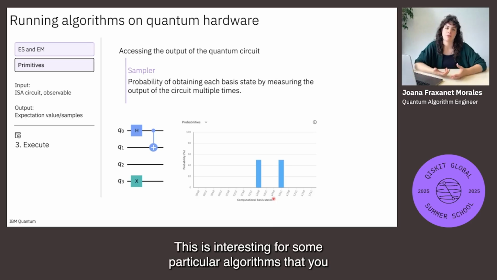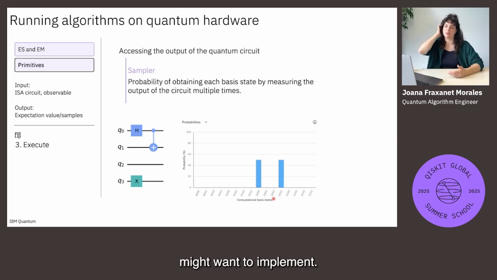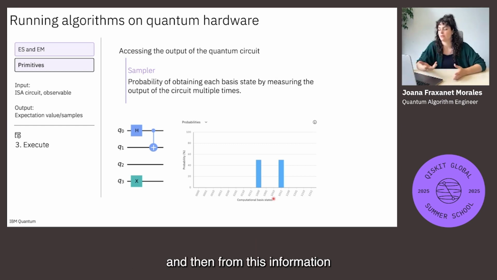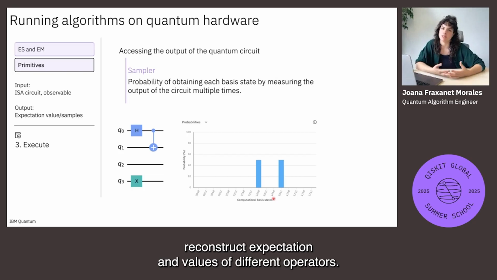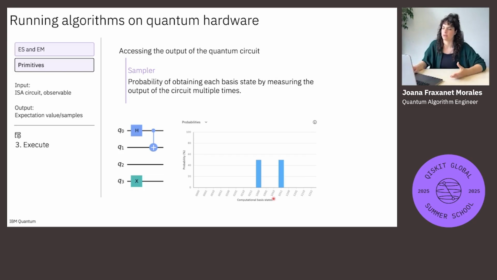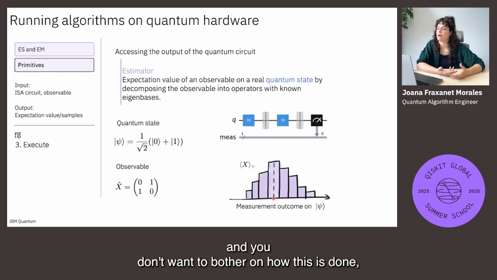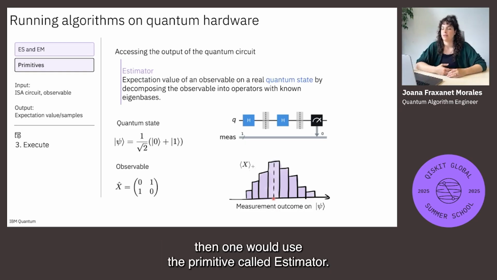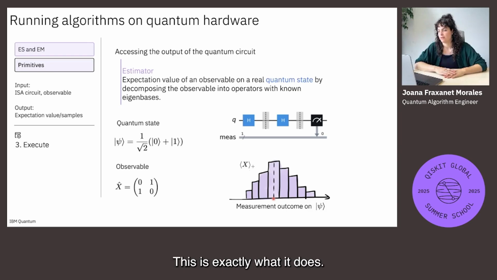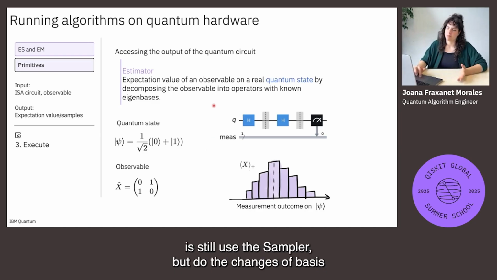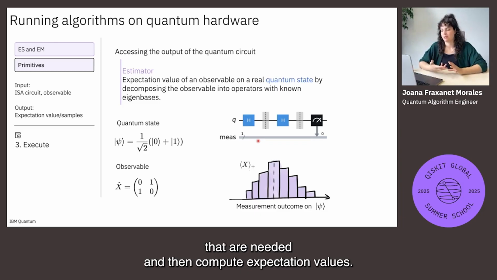This is interesting for some particular algorithms that you might want to implement, or in some cases you might want to implement the sampler and then from this information reconstruct expectation values of different operators. But if you just want to reconstruct the expectation value of an operator and you don't want to bother on how this is done, then one would use the primitive called estimator. This is exactly what it does. And under the hood, what we do with the estimator is still use the sampler, but do the changes of basis that are needed and then computing expectation values.